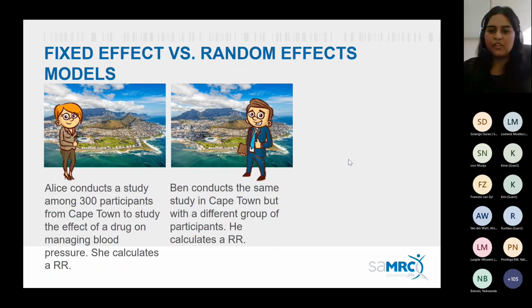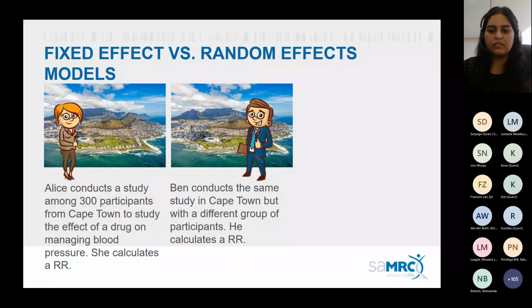Okay, so that's great. It's unlikely that the risk ratios will be exactly the same since different participants are used in the studies, but you would expect the risk ratios to be similar since it is the same population. The risk ratio that Alice finds and the risk ratio that Ben finds is what is called the observed effect. It's the effect that they actually find in the study. But there is an underlying effect that really exists, and this is called the true effect. We would only know the true effect of the blood pressure drug if we could measure everyone in Cape Town. Alice and Ben are both trying to estimate this true effect by taking samples.